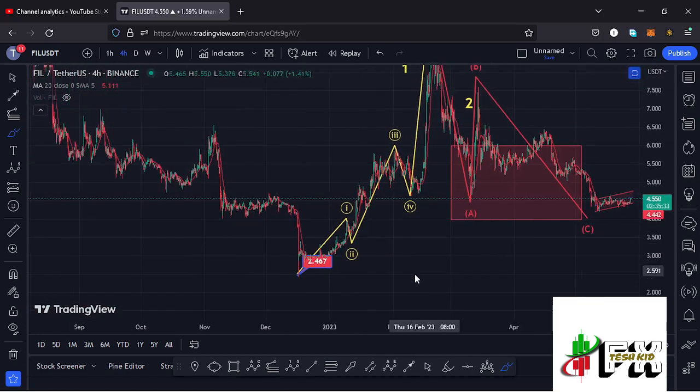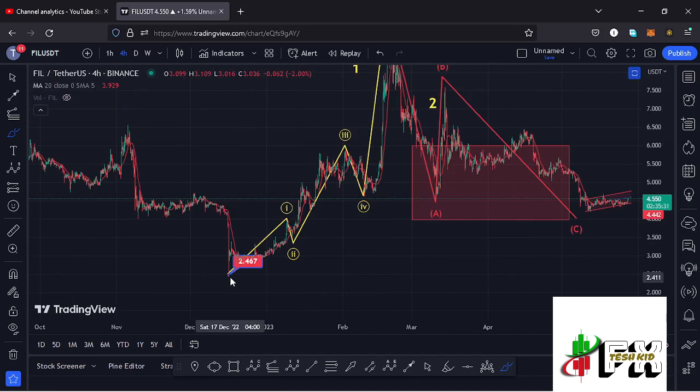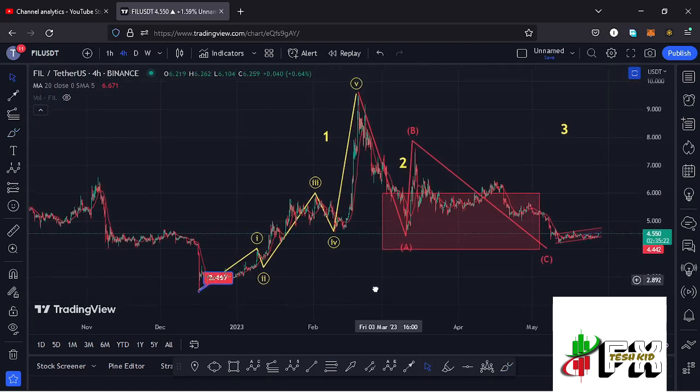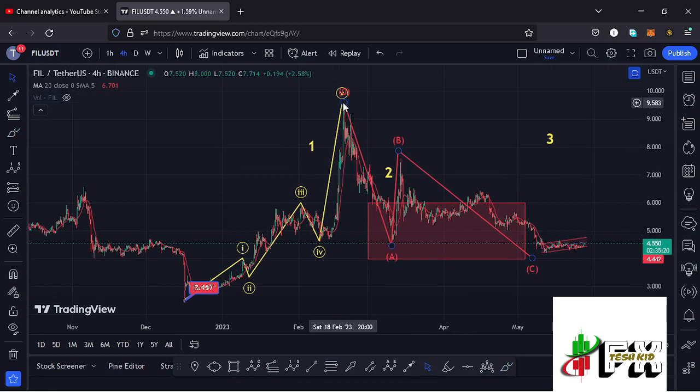basing it on the Elliott wave structures, you can see that after seeing our December lows at around the $2.467 mark, we started a 5-wave structure to the upside in a move that gave us a high at around the $9.6 mark, in what I've been terming as the formation of these larger Elliott wave count 1. Then we started a corrective structure in the formation of a larger Elliott wave count 2.